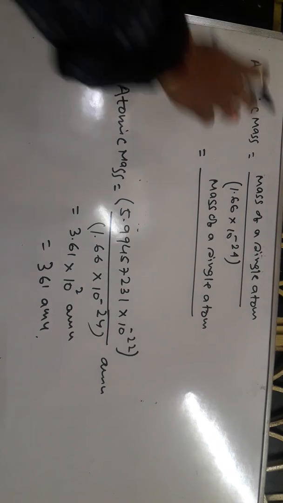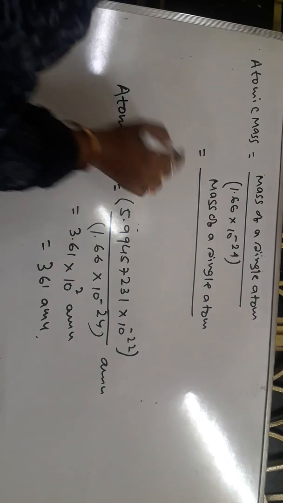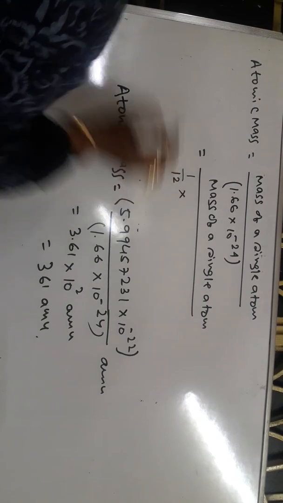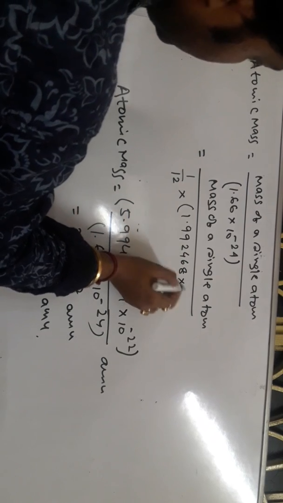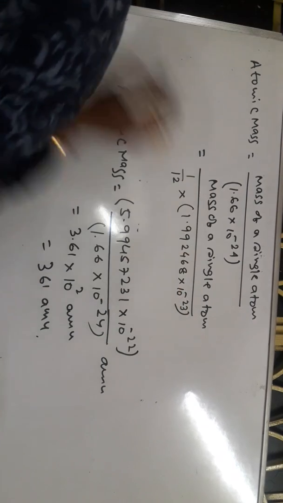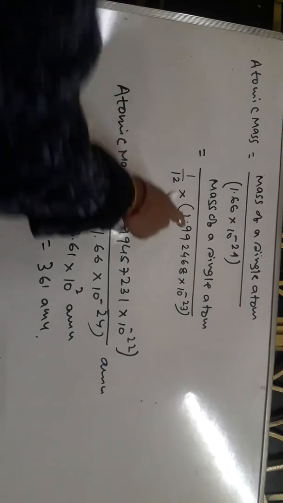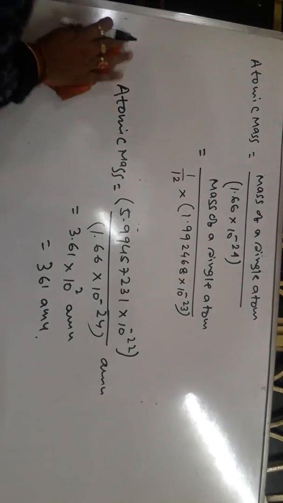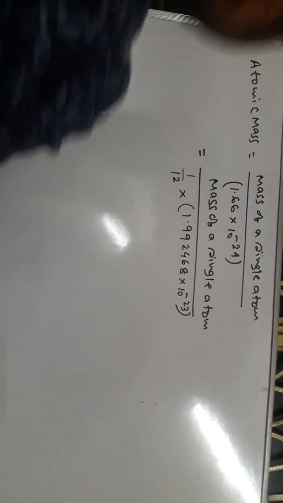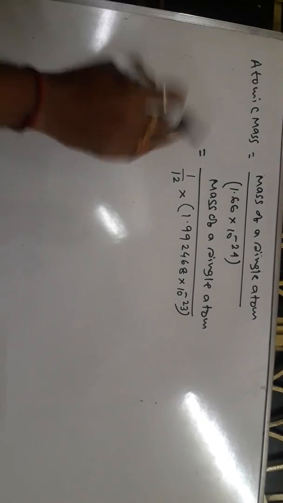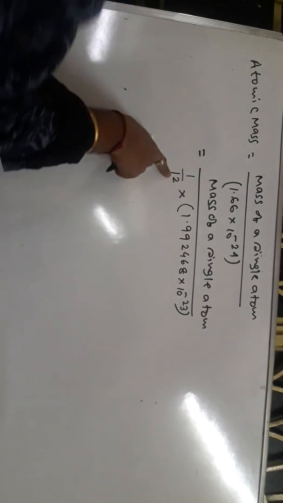This 1.6 into 10 to the minus 24 actually came in this way: 1 by 12 into 1.992468 into 10 to the power minus 23. Do you all remember? This was nothing but the mass of the 6C12 atom. And how did it come? All those things have been discussed in that video. So ultimately when this by this is taken, that is 1 AMU.